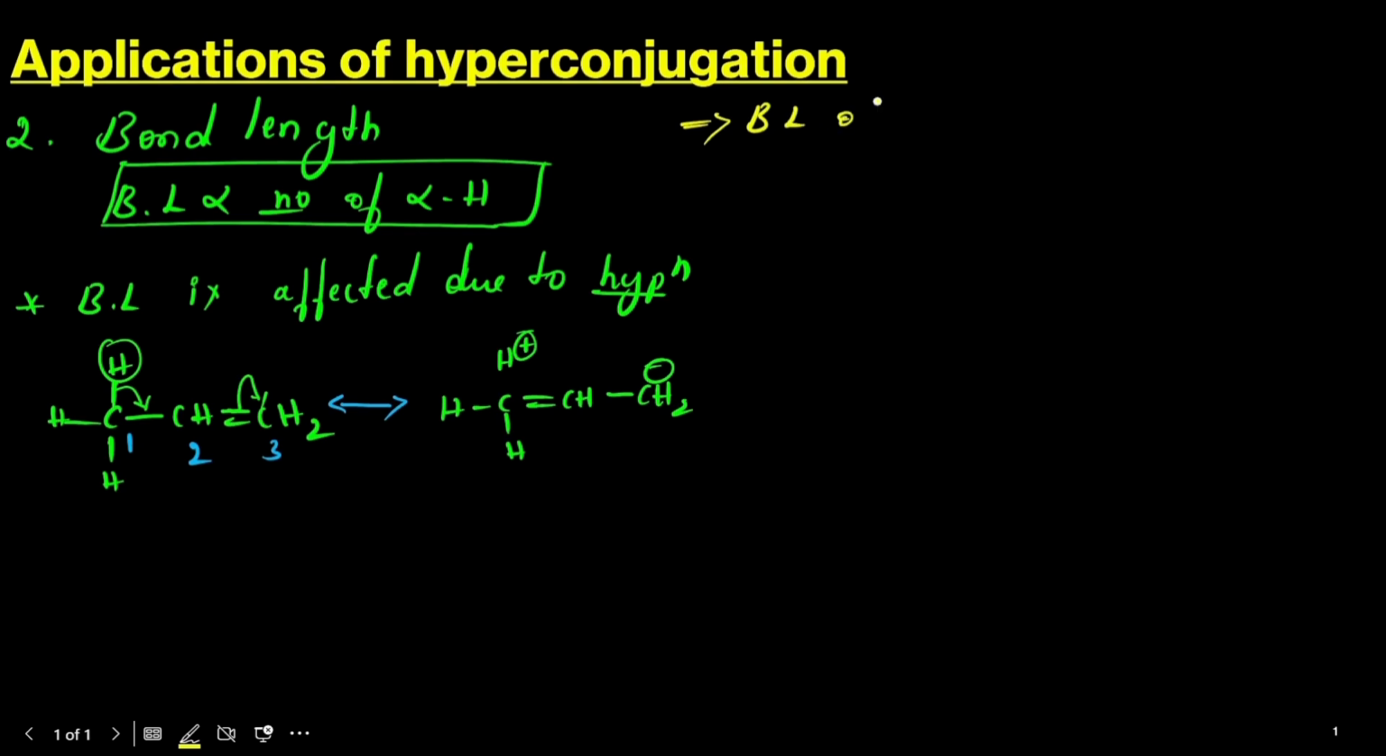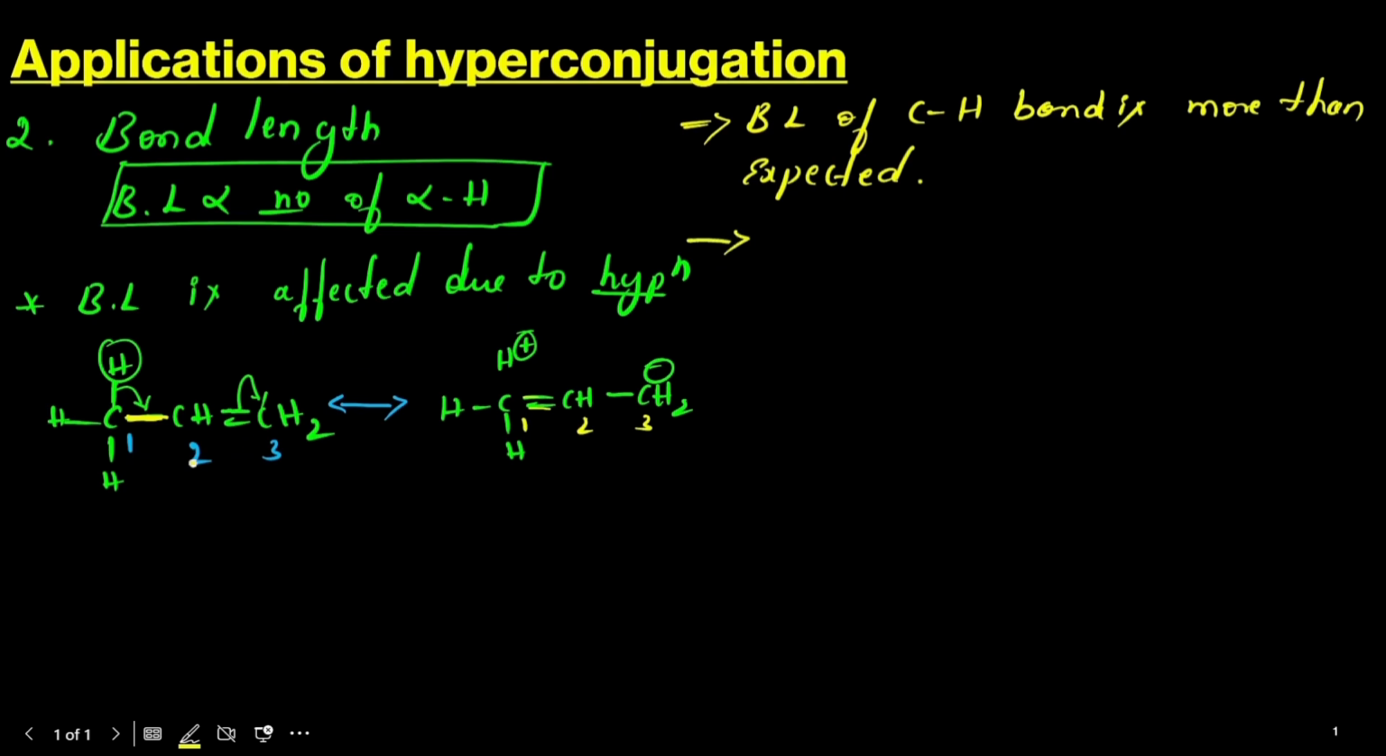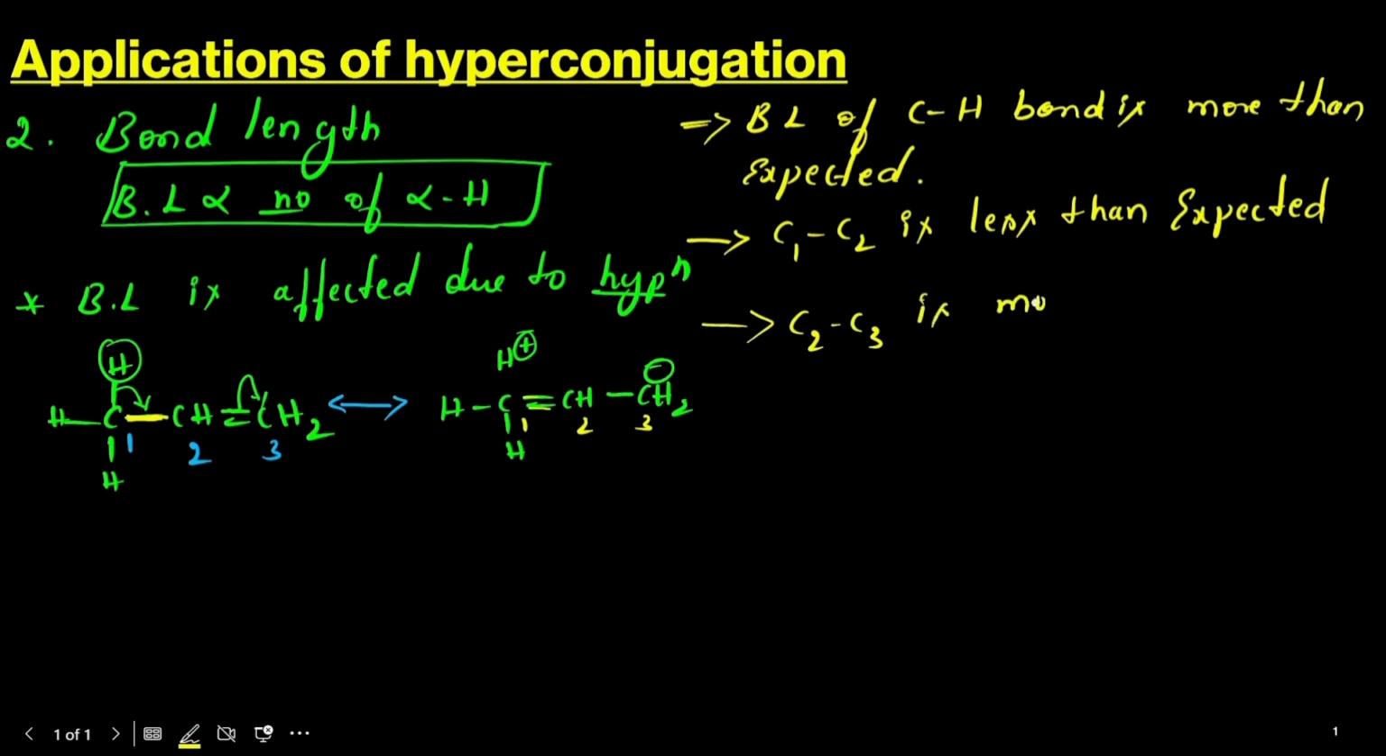Here, the bond length of the carbon-hydrogen bond is more than expected. And the bond length between C1 and C2, where the single bond is converting into a double bond, is less than expected. And coming to the next, the bond length between C2 and C3, where the double bond is converting into a single bond, is more than expected.